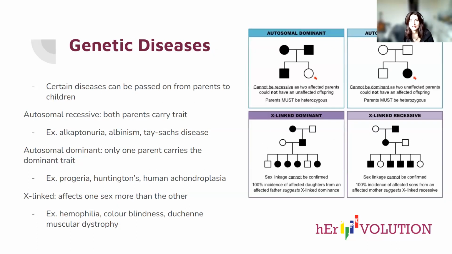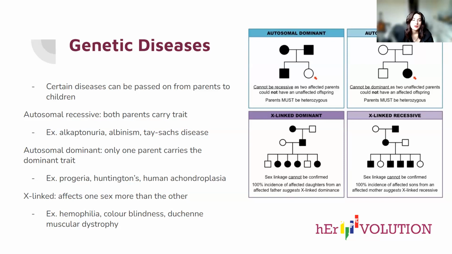And also there are genetic diseases that can be passed on through people and through DNA itself. So certain diseases are passed on from parents to children. Some of them are autosomal recessive, meaning that both parents have to carry the trait so that the disease actually gets passed on. If it's recessive, that means it will not happen if both parents don't have that trait.